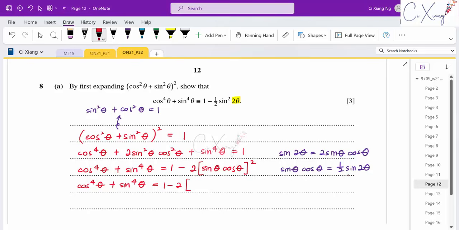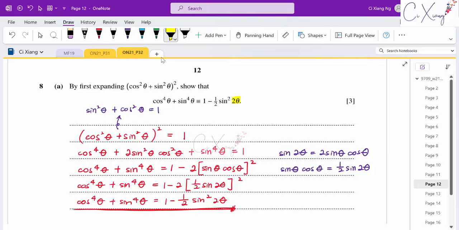Sine theta cos theta, I substitute by using half sine 2 theta, and then I square it. Then again, now you can further simplify the term on the right-hand side. You need to square the half. When you square the half, you get 1 over 4. 1 over 4 times 2, you have 1 over 2. Then for sine 2 theta, if you square it, you have sine square 2 theta. And you can see very clearly that we successfully get the equation that they want us to show. So this is how we get the answer for this part.